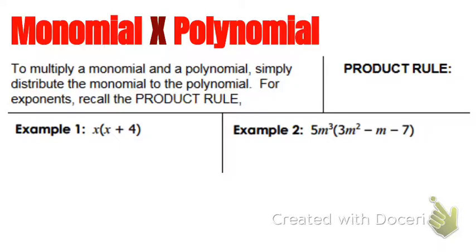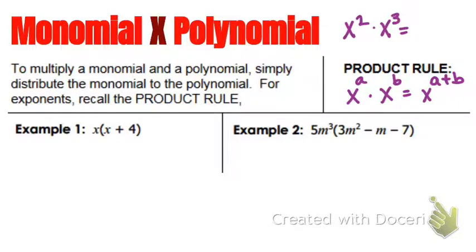All right, here we're going to multiply monomials, one term, by a polynomial that could have more than one term here. So in order to do this, we need to recall the product rule. Remember, the product rule is when you have two numbers that you're multiplying together that have the same base and different exponents. What you do is you add the exponents. So if I had x squared times x to the third, it would be x to the 2 plus 3 is 5. So we're going to use that today.